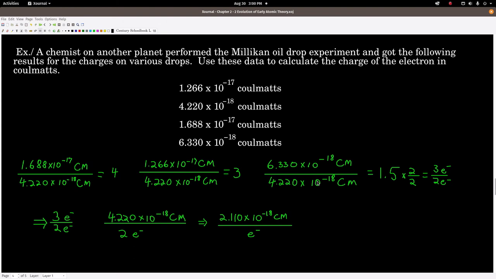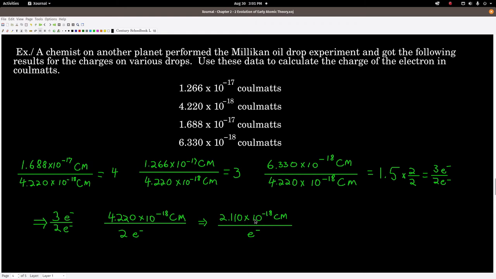Well, you know you can't have a fraction of an electron, so what you do is you find the smallest whole number ratio, which you get by multiplying by 2 over 2. And that tells us that there are 3 electrons on the top drop for every 2 on the bottom. So from this data, we take this charge here and divide it by 2 electrons to get the smallest unit of electric charge from this data.